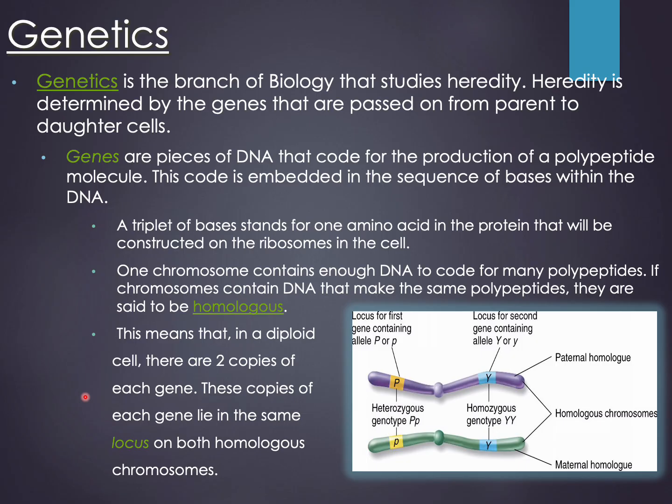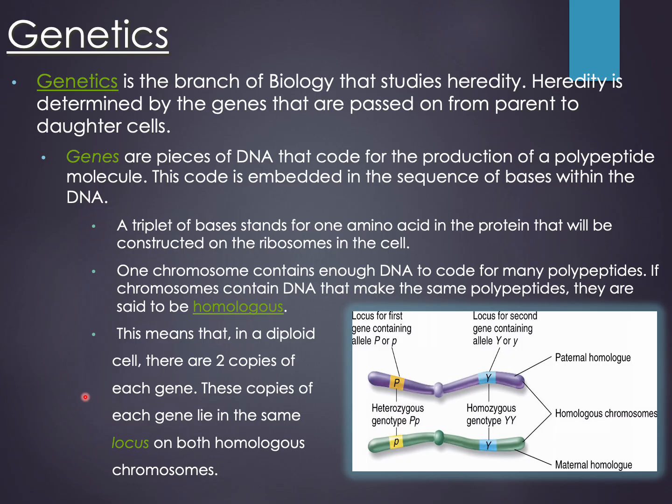Genes are pieces of DNA that code for the production of a polypeptide molecule. This code is embedded in the sequence of bases within the DNA. A triplet of bases stands for one amino acid in the protein that will be constructed on the ribosomes in the cell. One chromosome contains enough DNA to code for many polypeptides.